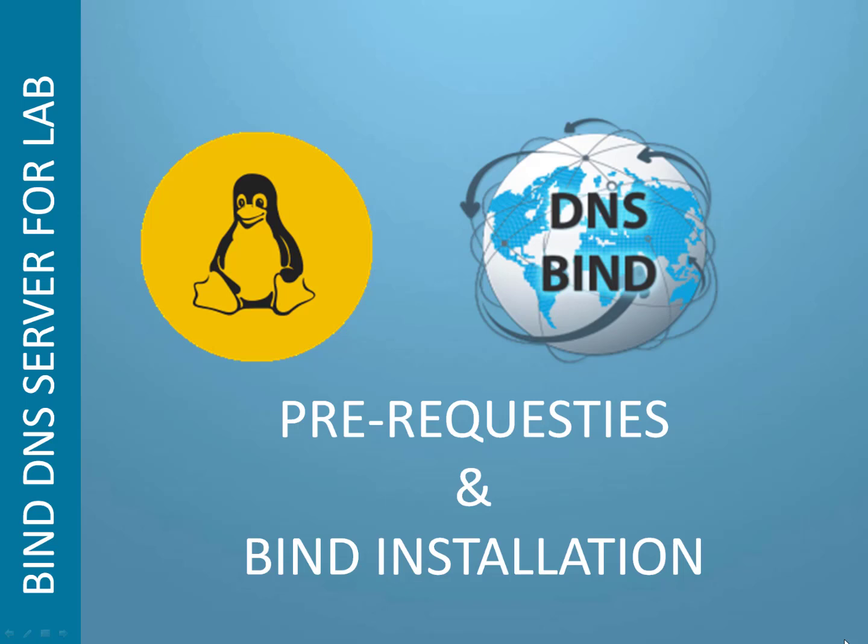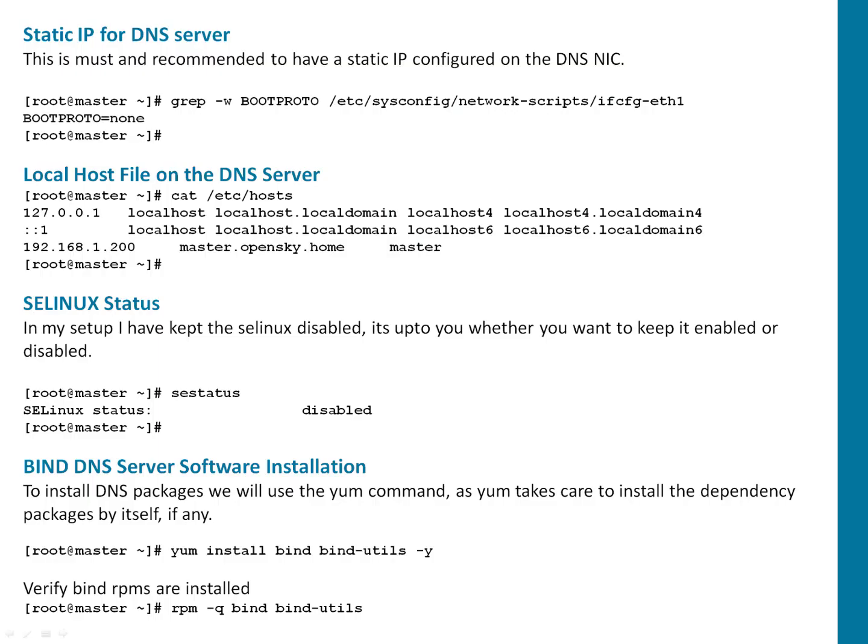In this session, we are going to talk about the prerequisites to install BIND, and the BIND installation itself. So guys, the first prerequisite is to have a static IP address for your DNS server. This is a must, and it is recommended to have a static IP address for the NIC card which we are going to use for DNS communications. Why do we need a static IP?